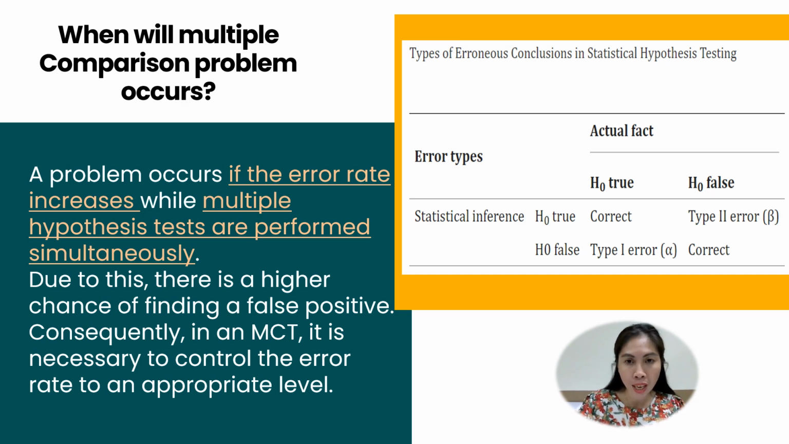Let us try to see the different types of erroneous conclusions in statistical hypothesis testing. So we have here H0, which is true, and H0 is false. We have here type 1 error and type 2 error. What is type 1 error? A type 1 error occurs if one rejects the null hypothesis when it is actually true. And type 2 error occurs if one does not reject the null hypothesis when it is false.